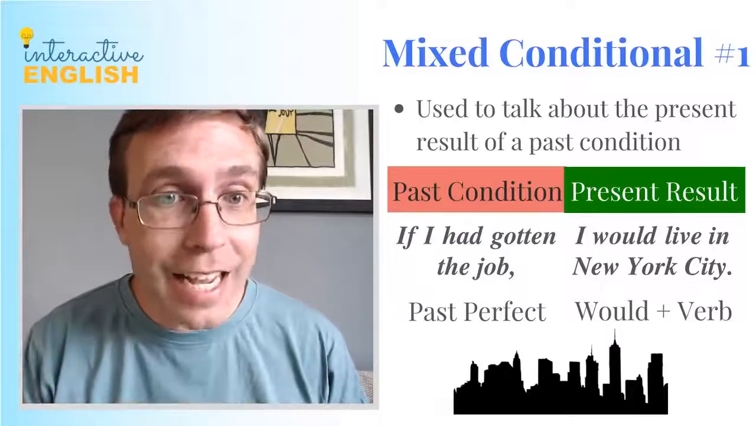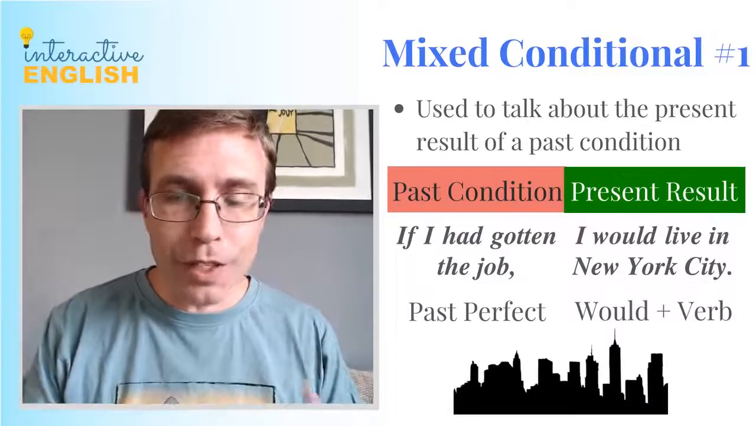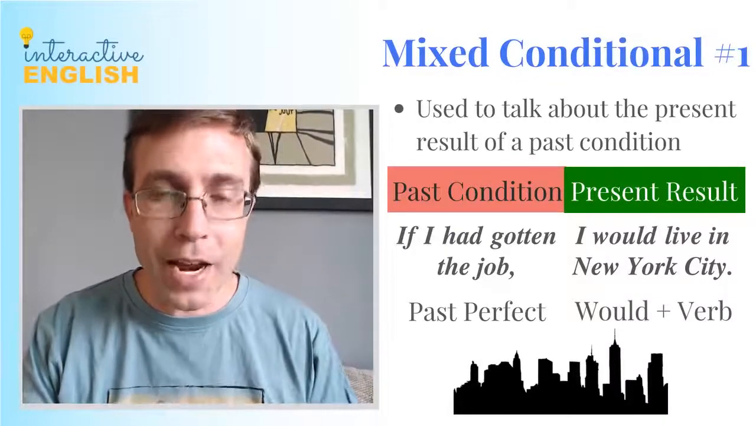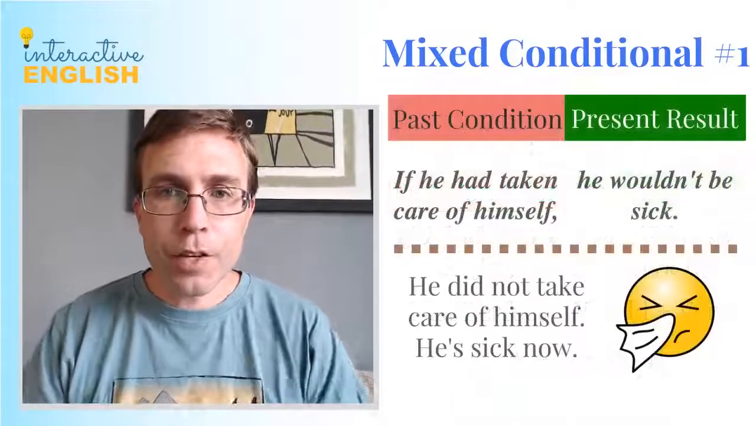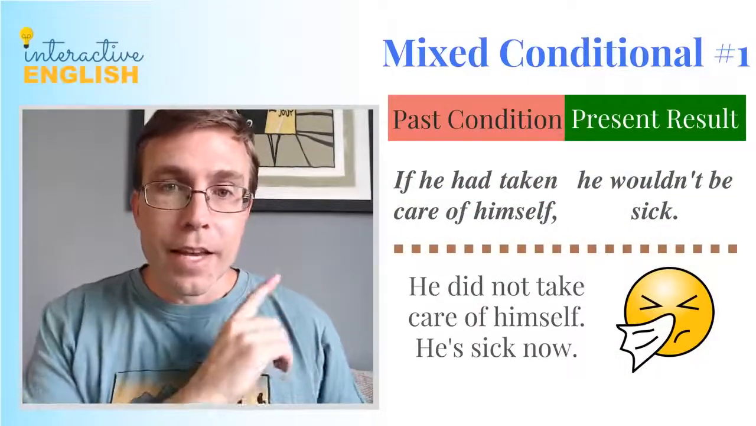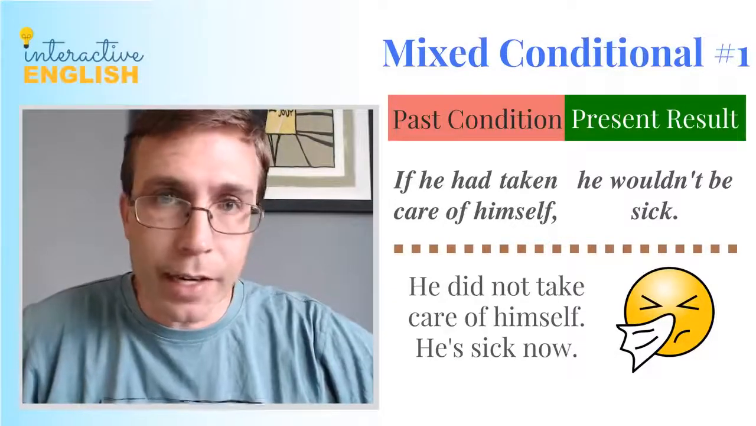But if I had gotten the job, I would live in New York City. So let me give you another example. And like I said, we're going to work our way backwards. Okay? So with this conditional, mixed conditional number 1, if he had taken care of himself, he wouldn't be sick.